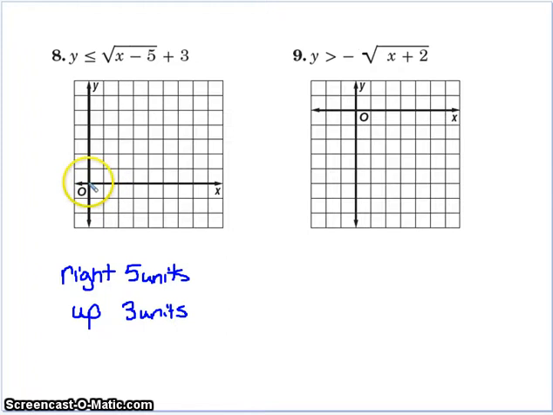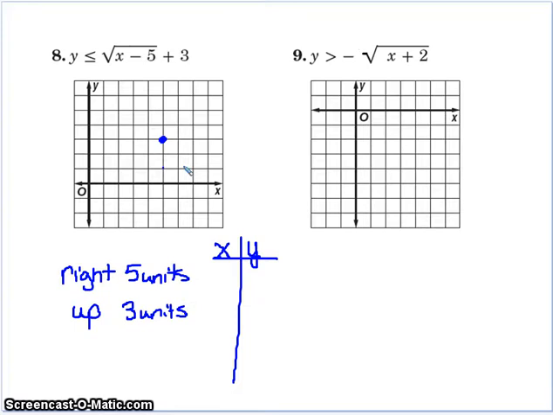So we're starting here at 0, 0. We're going to move to the right 1, 2, 3, 4, 5, and up 1, 2, 3. So this is my new 0, 0. And if you remember, you can make a table. It's fine to make a table. If you just find that starting point, that's going to help you know what to plug in.